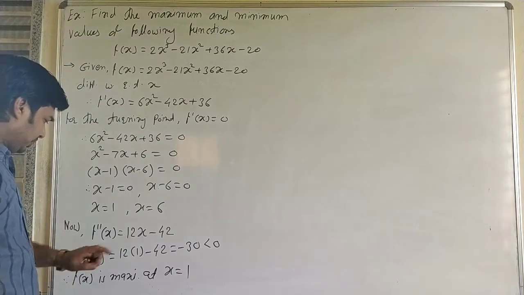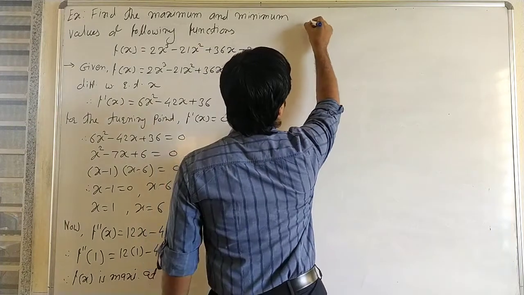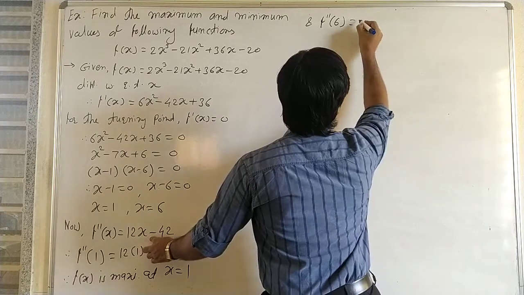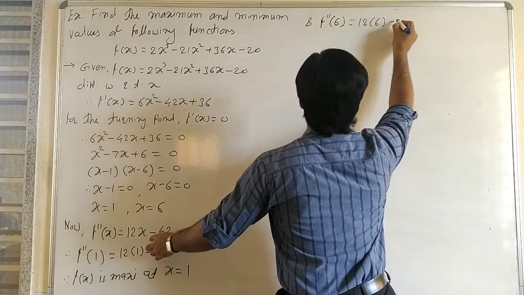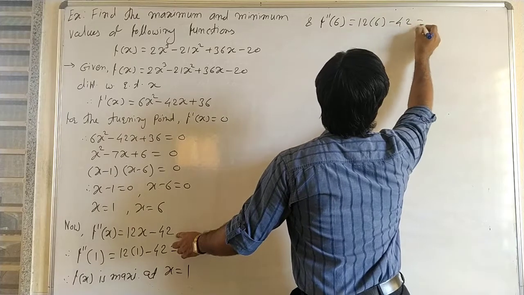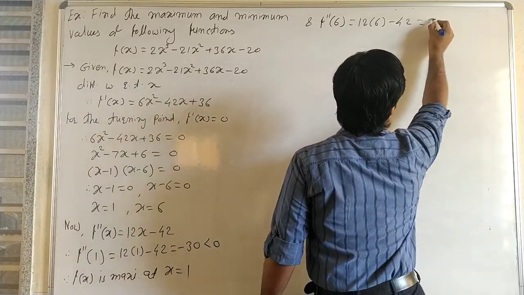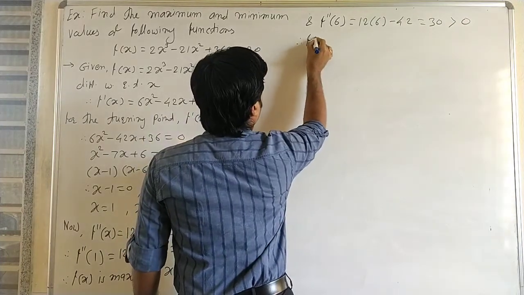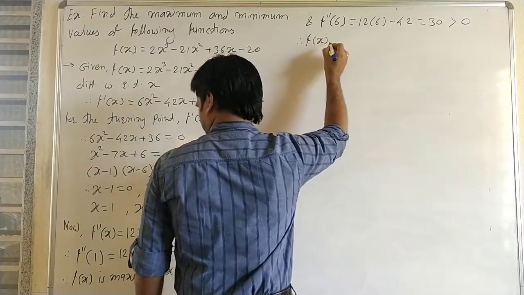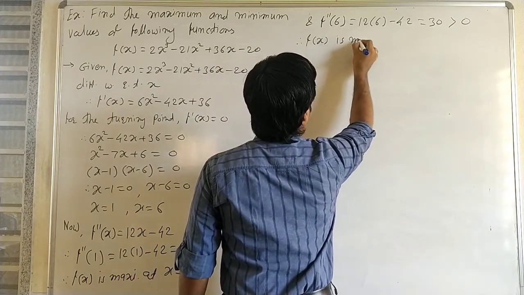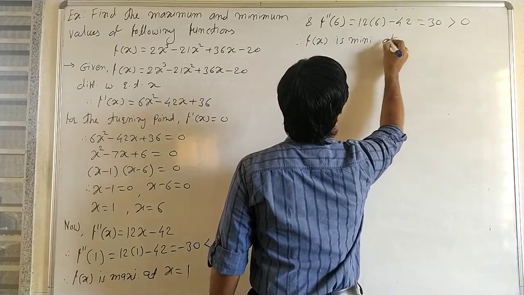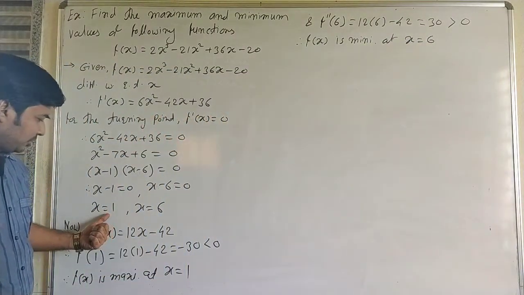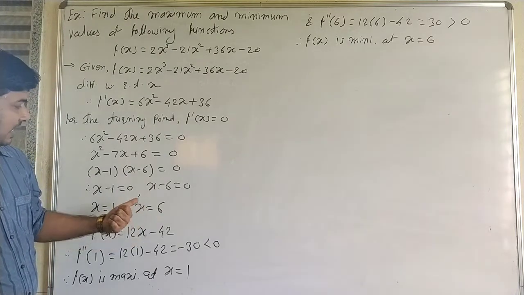Here put second, x is equal to 6, and f double dash of 6 is equal to 12 into 6 minus 42, it is 72 minus 42, it is plus 30, which is greater than 0. Okay, therefore f of x is minimum at x is equal to 6. Okay, म्हणजेच at x is equal to 1 f of x is maximum and at x is equal to 6 f of x is a minimum.